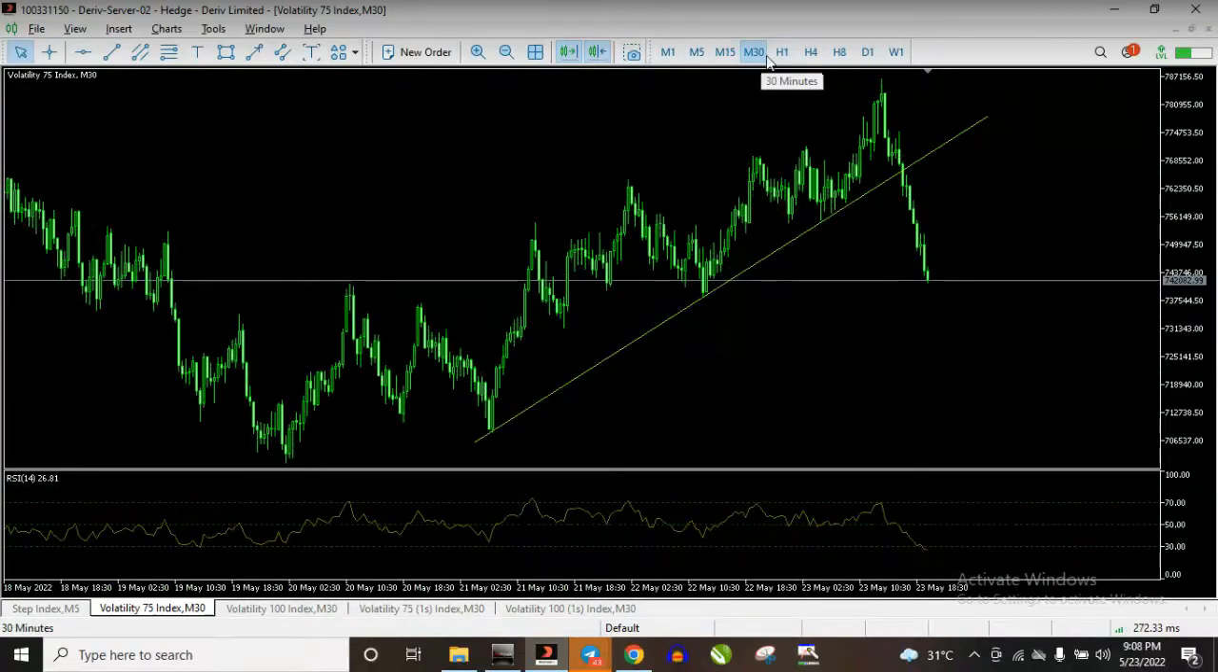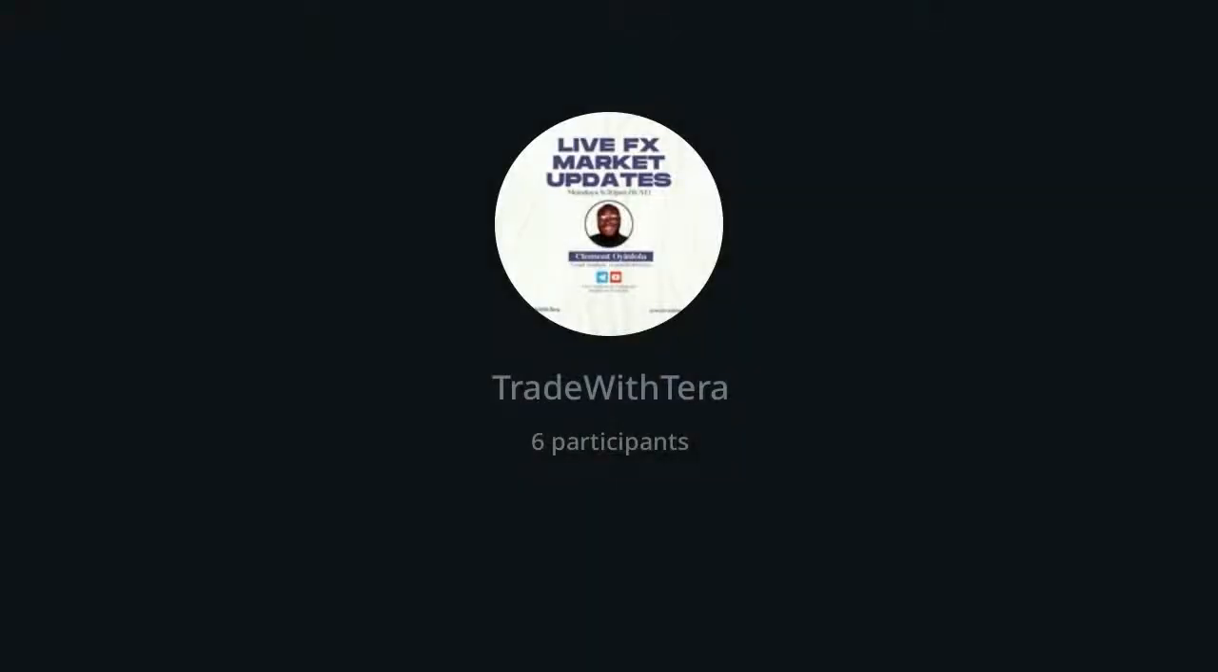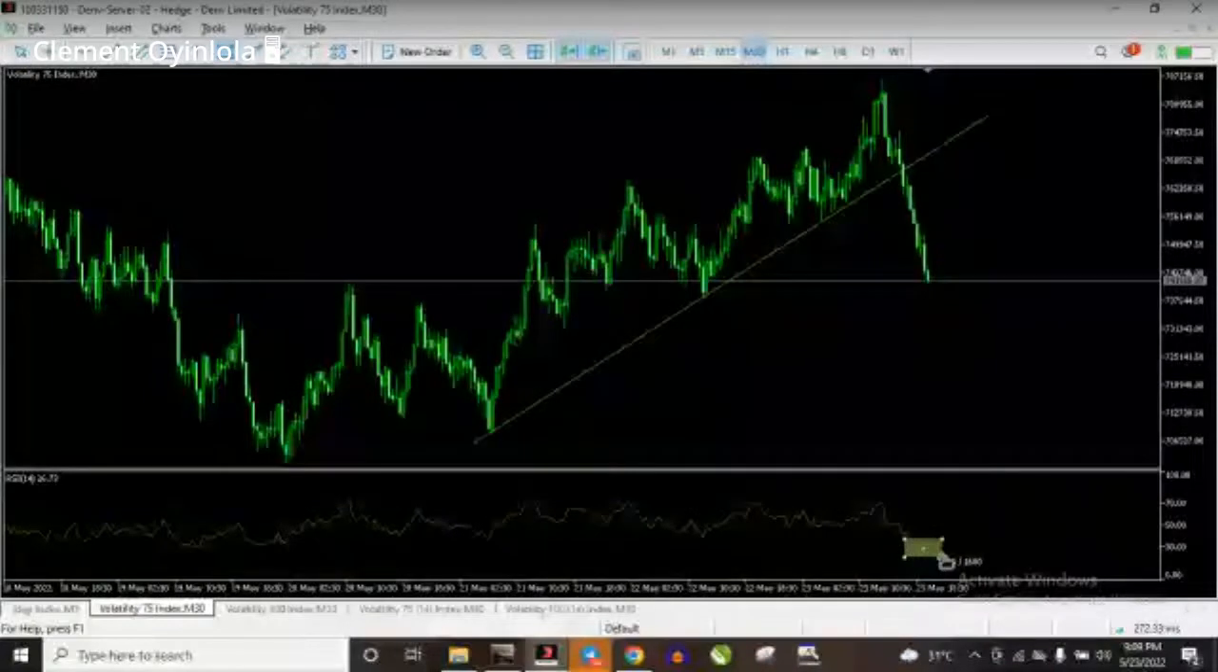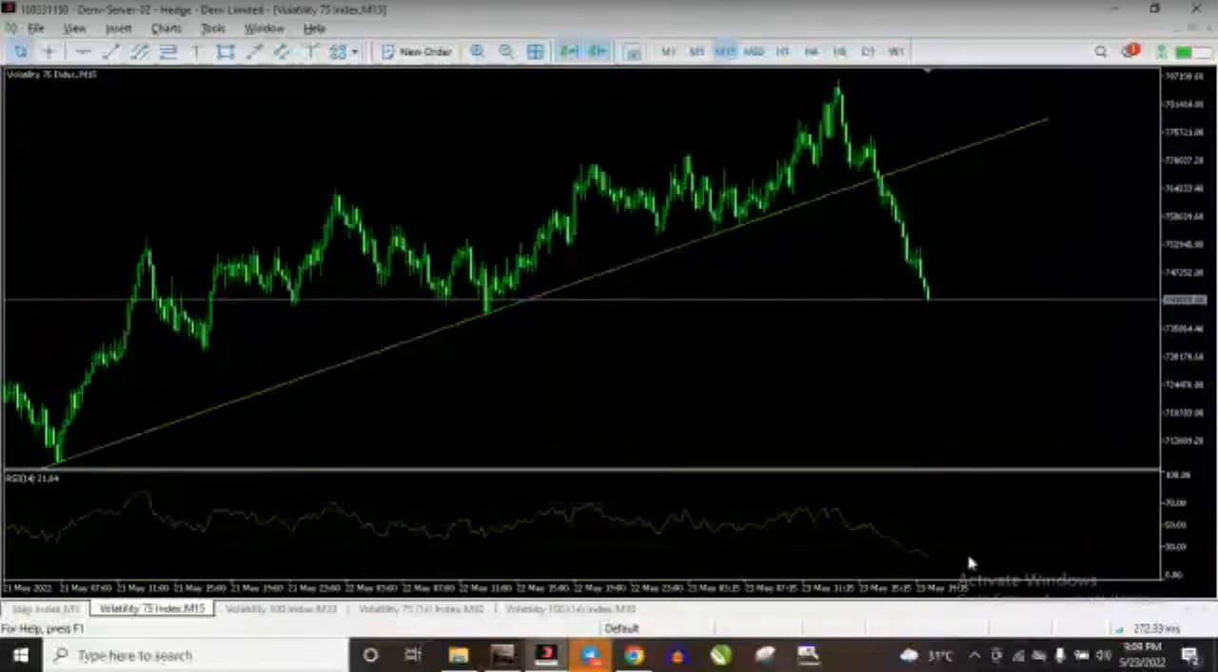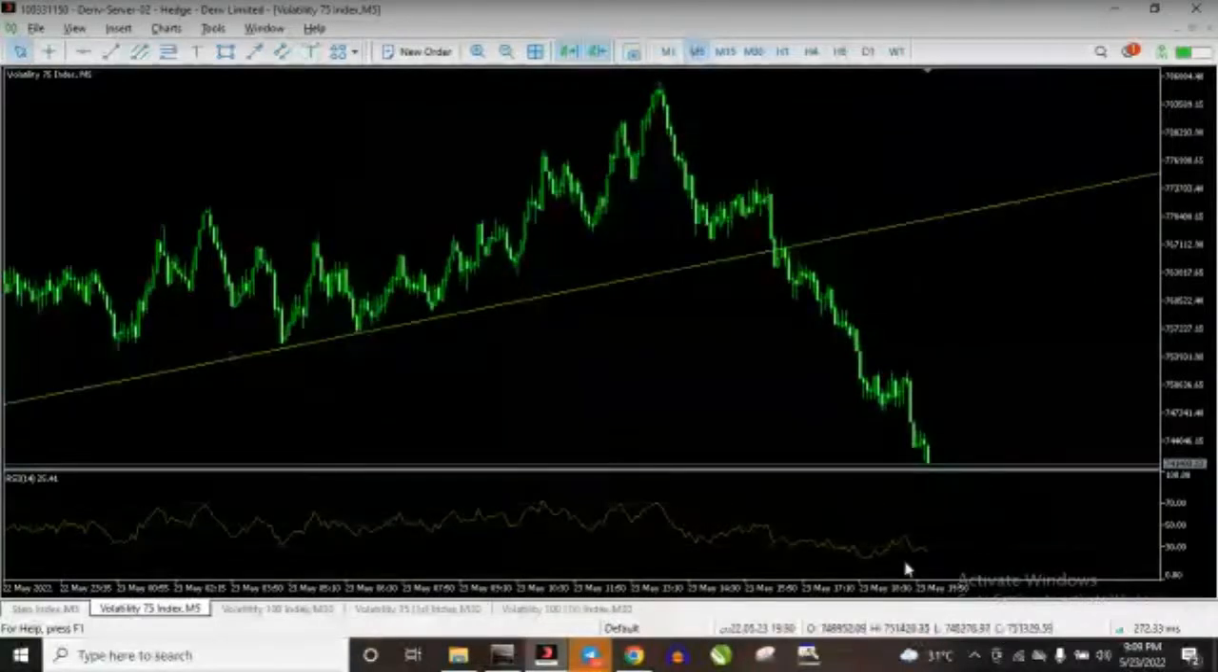All right. So what should I expect on V75? Why did I close my sell? I closed my sell because of this. This is why I closed my sell. The market is getting oversold. The market is entering the oversold region. And if you check on 15 minutes, it is already in the oversold region. On 5 minutes, it is already in the oversold region.